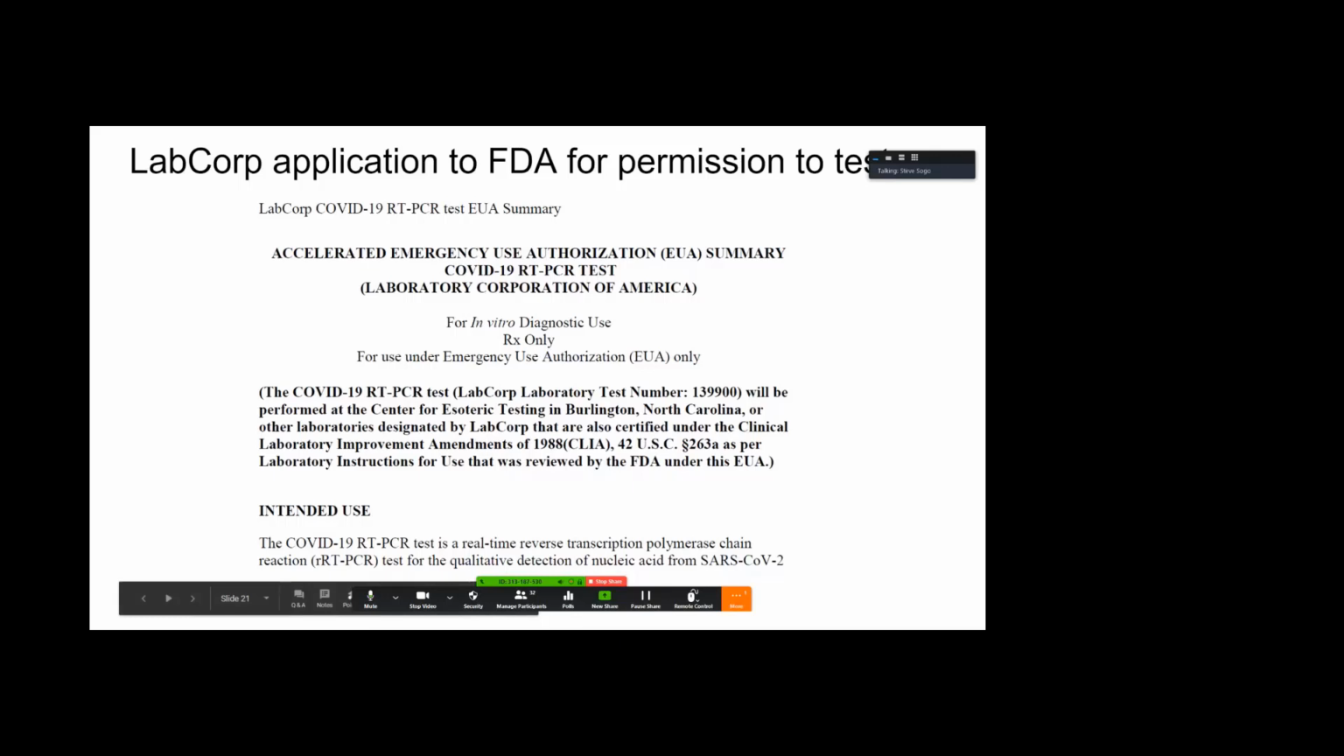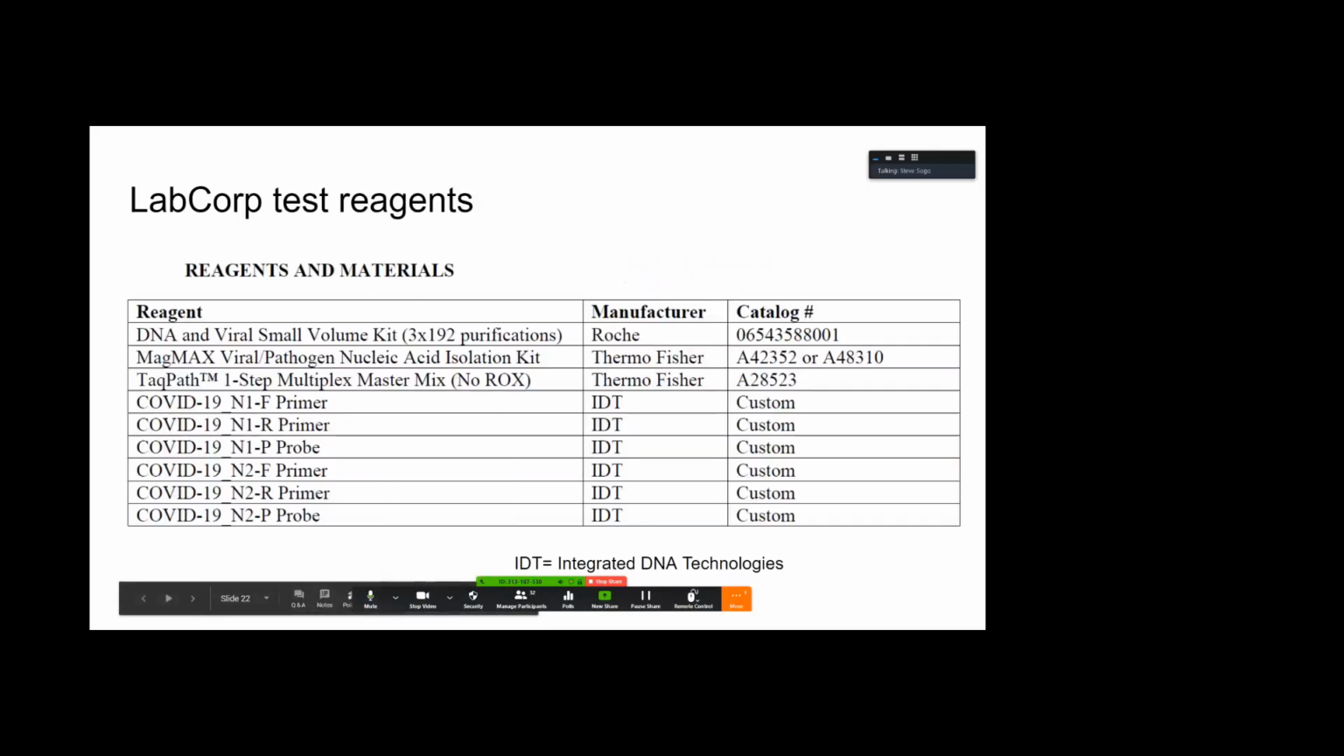But this is from LabCorp, and I enjoyed reading this. It talks about the real-time reverse transcription PCR reaction. Here you can see they needed the reagents. The primers came from IDT, Integrated DNA Technologies. If you are an ACR, you know we get a lot of stuff from Fisher. And so there you go. You need your reagents to do it. They're using 3 different segments of viral RNA to look at. So that's what this N1, N2, those are different segments of the virus genome.